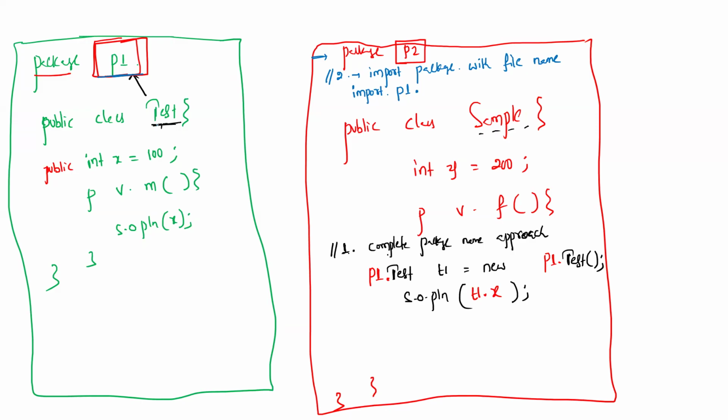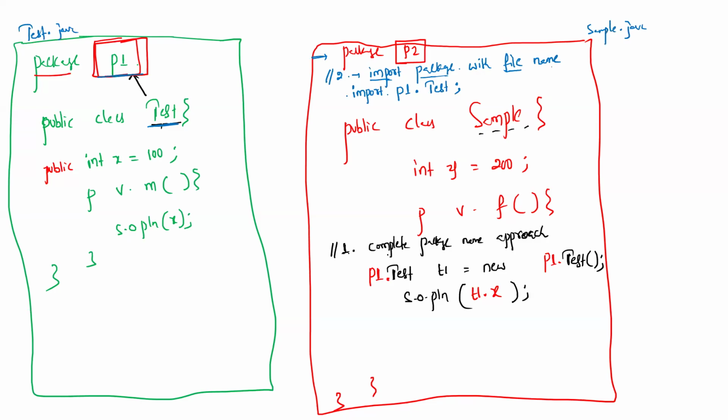Dot. What's the class name you want to access? Test, with a capital T, just like the Scanner class has a capital S. Class name, followed by a semicolon. So this is import package with file name. What's the file name? Test.java. This is the Test.java file, and this is the Sample.java file. So the file name is Test.java, therefore we use only Test, the class name, simply. So this is the approach.